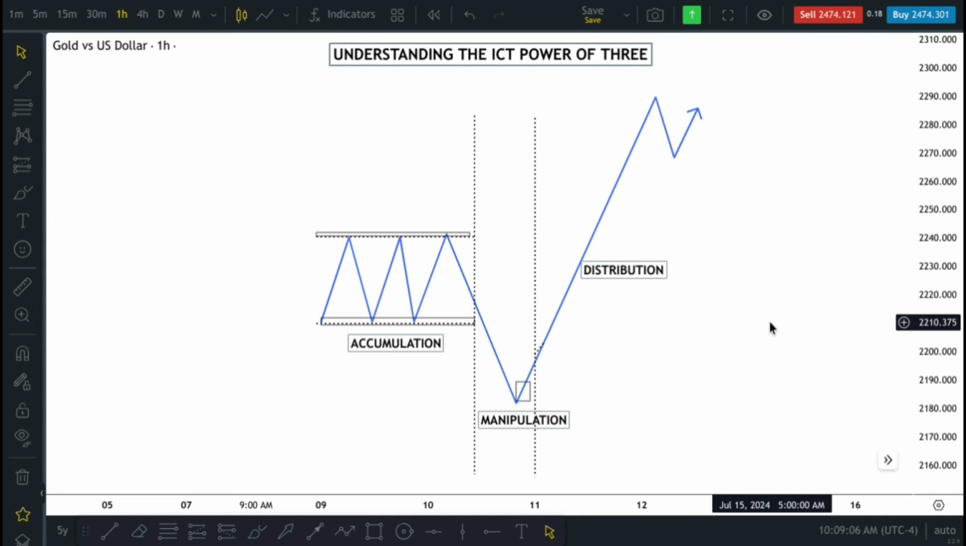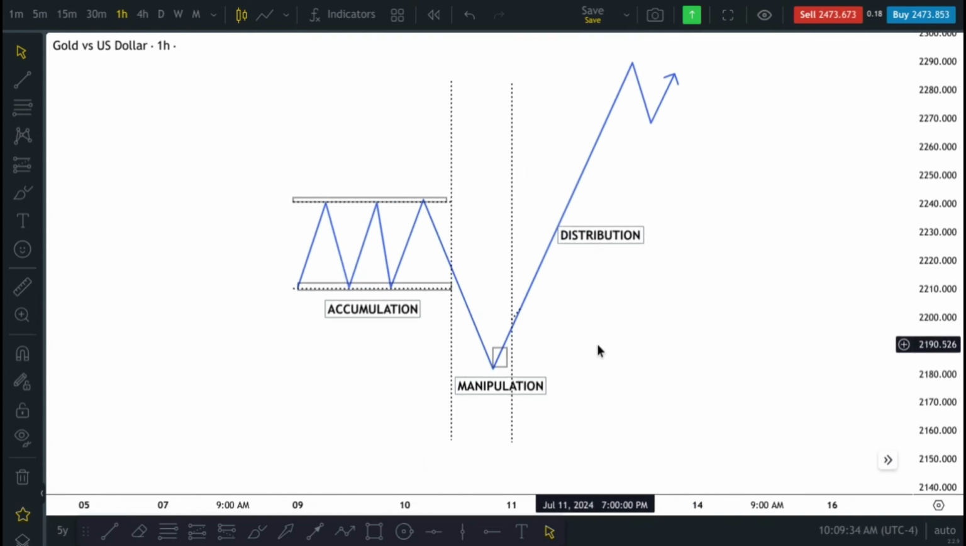So to recap, the ICT Power of 3 involves understanding and identifying the accumulation, manipulation, and distribution phases in the market. And by doing so, you can anticipate the market moves and position yourself for success, guys. Remember, practice always makes perfect. Keep studying the charts to be able to see all this and backtest your strategy and refine your skills, guys. And that is it for today, guys, on the ICT Power of 3.